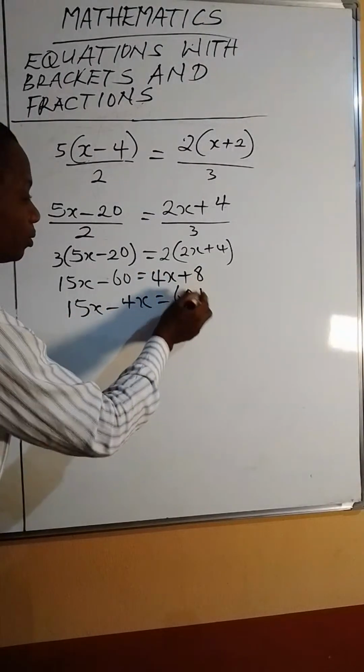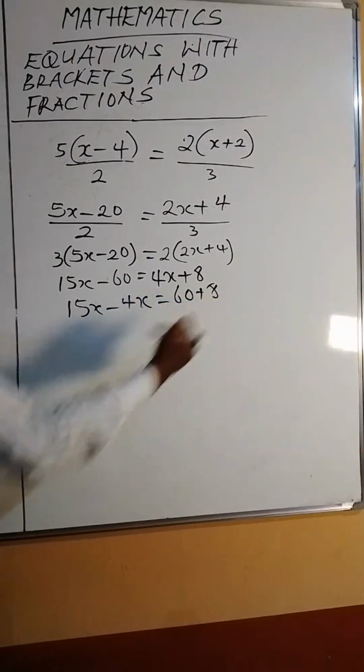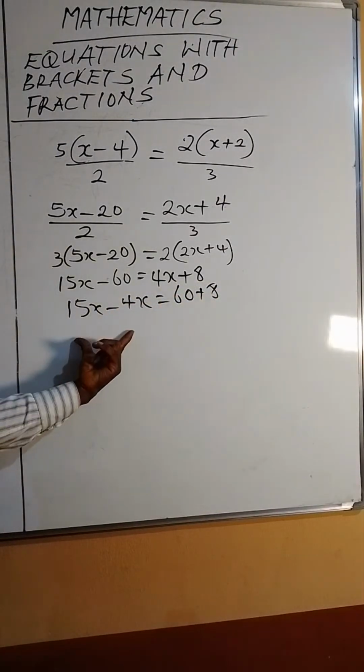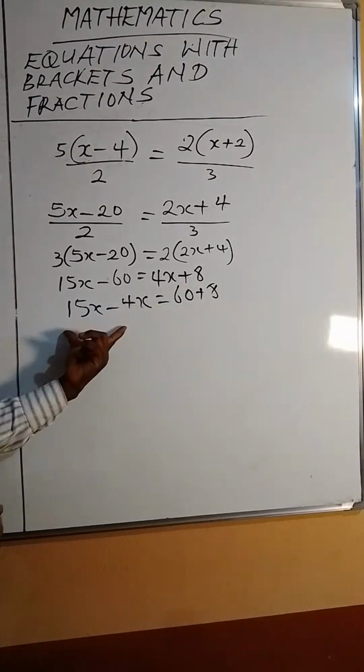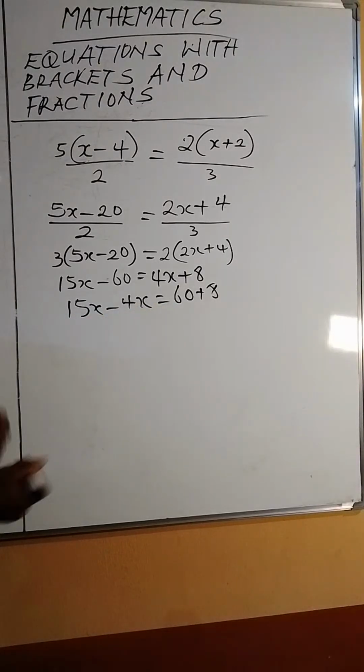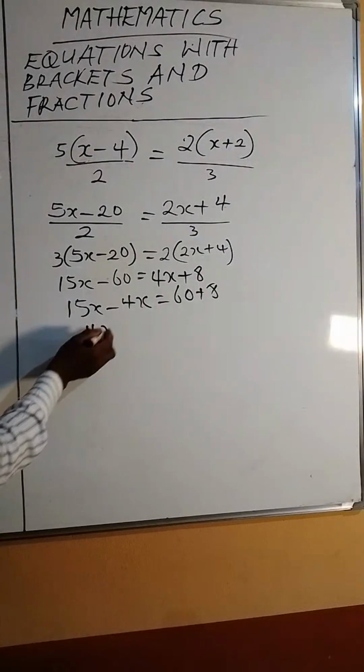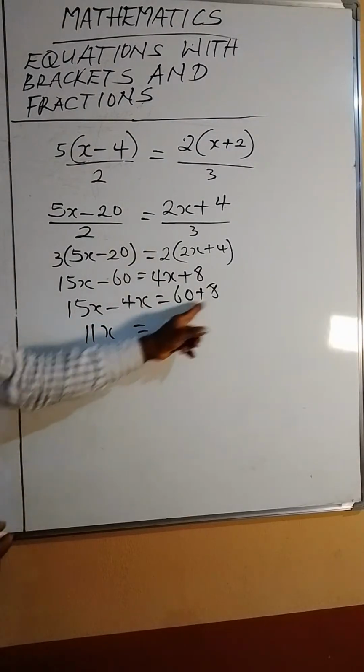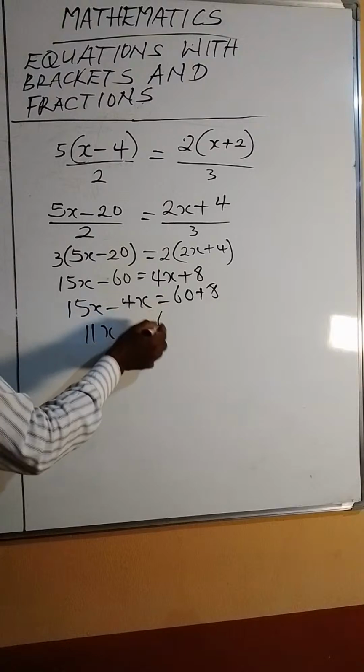Then add 8 to 60. This is 68 when added. Then we can take the difference here and take the sum here. So the difference here is 15x minus 4x, and that is going to give us 11x. And 11x is equal to 60 plus 8, which is 68.